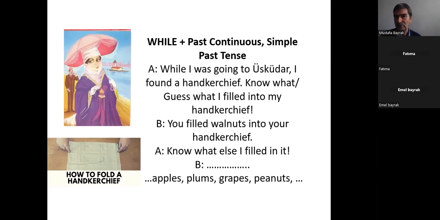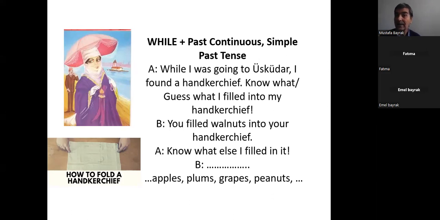While plus past continuous, simple past. While I was going to Üsküdar, there is a famous song in Turkish. While I was going to Üsküdar, I found a handkerchief. Üsküdar'a giderken bir mendil buldum. It is like this in Turkish. While I was going to Üsküdar, I found a handkerchief.